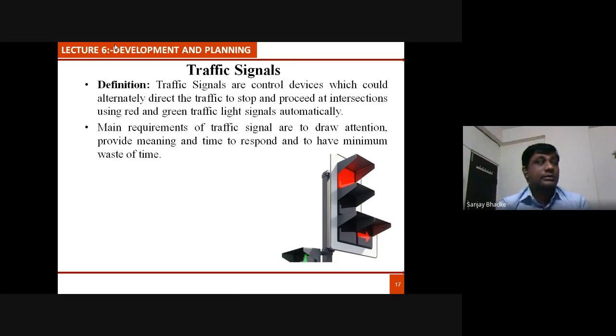Now we are going to discuss the traffic signal. What do you mean by a traffic signal? Traffic signals are control devices which alternately direct traffic to stop and proceed at an intersection using red and green traffic light signals automatically. The main requirements of a traffic signal are to draw attention, provide meaning and time to respond, and have minimum waste of time.